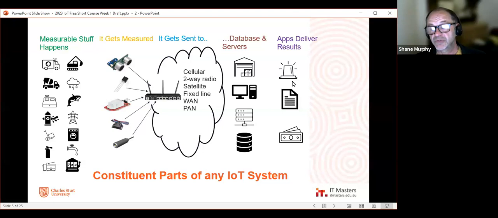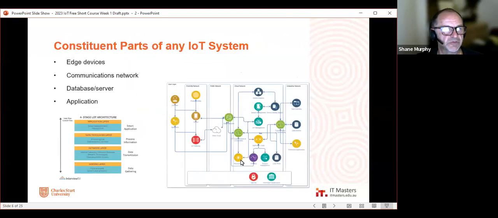And I'd be really interested as we go through, even if people have examples of things that you think contravene this way of looking at it, because it is a fairly typical way. And I think to emphasize that, let's look at some other people's concepts of it. If we go back to the basics, we've got edge devices, as they're called. Usually the communications network, a database server, and then an application that overlays that, which produces an output.